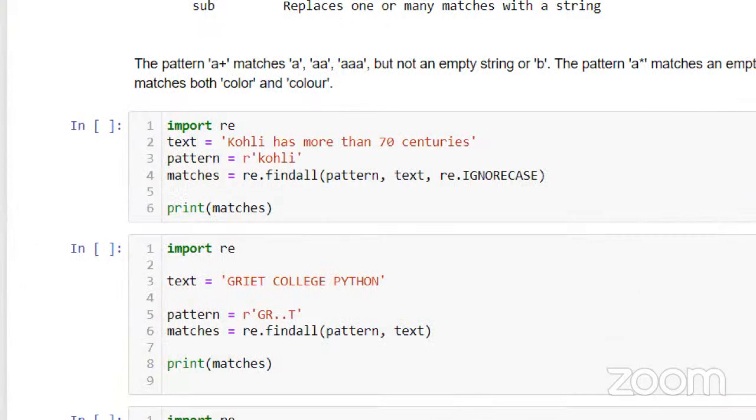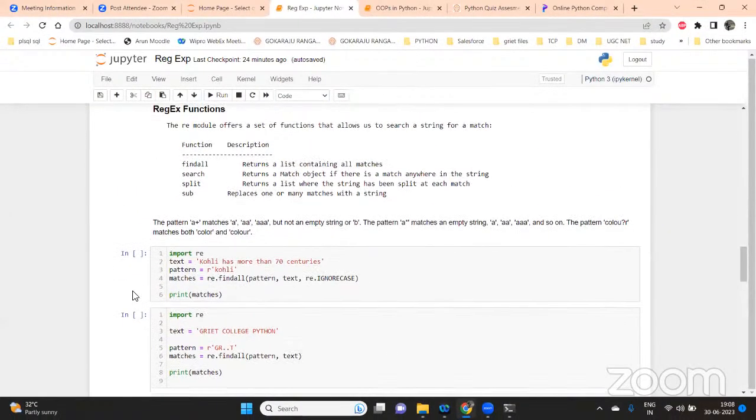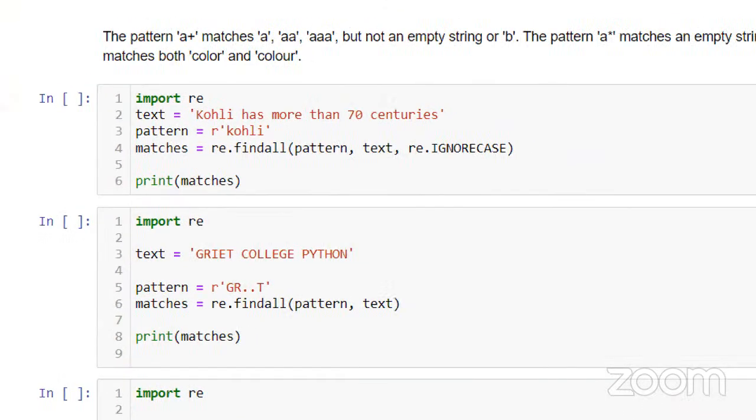Okay. So now read the question and try to predict the answer, or you can interact by unmuting yourself. So see the question one by one. Here we have a text and pattern, a regular expression. Obviously, to work with regex, you should use the re module from the library. We have the given text as Kohli has more than 70 centuries. Then the pattern I'm finding is Kohli. So what will be the output of this code?